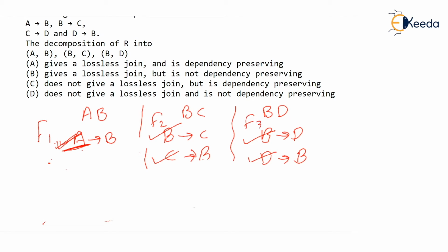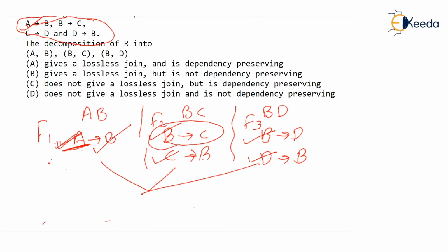Now these are the FD sets F1, F2 and F3. If I take the union of these three, do they preserve all the original dependencies? Just check this: A determines B is there in F1. So this first dependency is preserved. B determines C is there in F2. You just check. Fine, this is preserved. Then C determines D. You watch. This third dependency, C determines D, is not there directly.